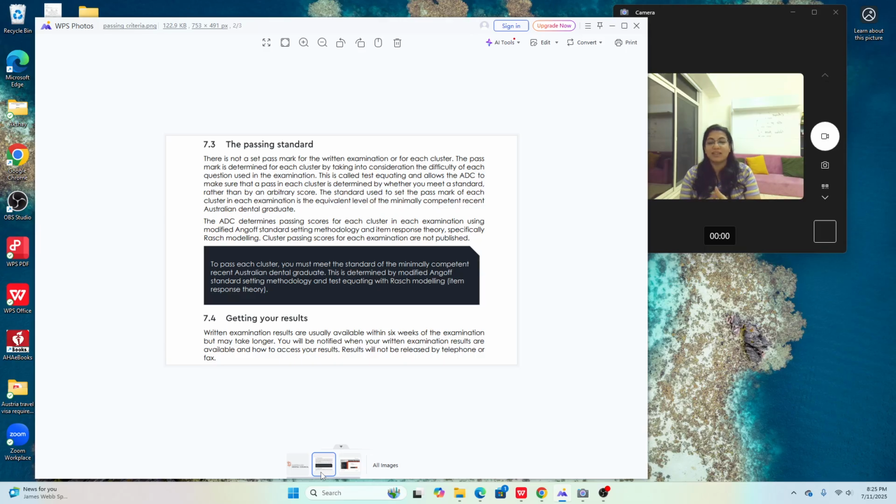Only they know it, and this is where I feel this is a very non-transparent method, and they can play with this anytime they want, because they won't release what a minimally competent Australian dental graduate is at that point of time. So that's why I always feel that it's not a transparent exam, it's not a fair exam where they have disclosed this to you. But if you have to live in Australia or you have to clear the exam, then you have no other option but to give the exam, correct?